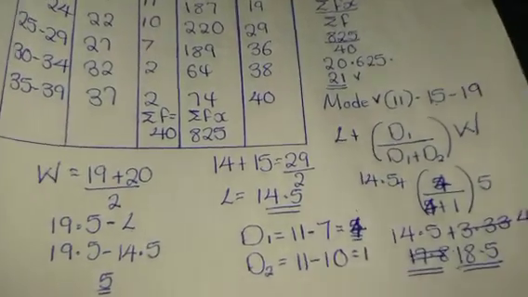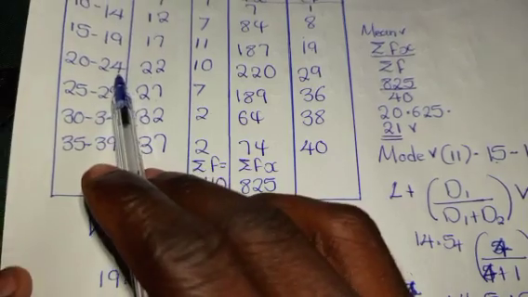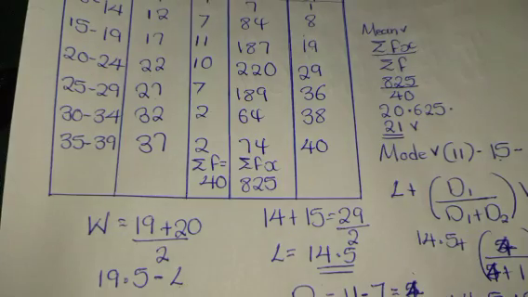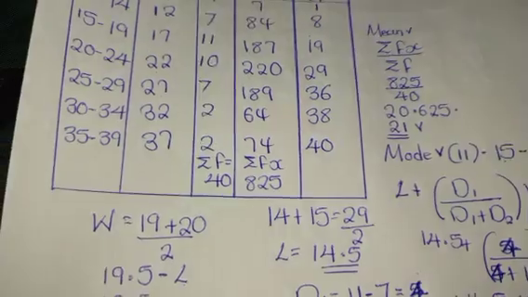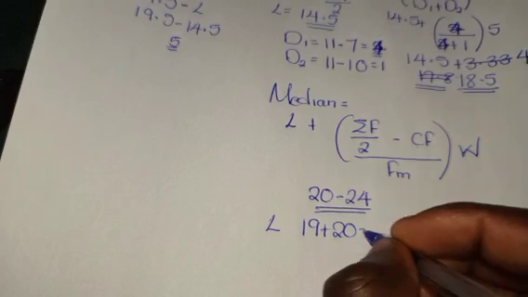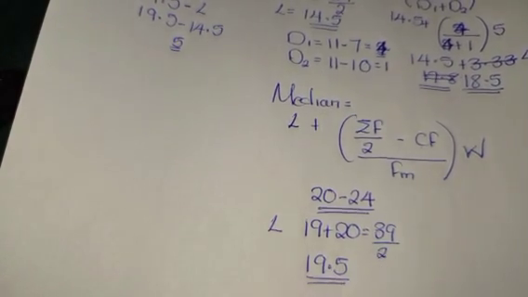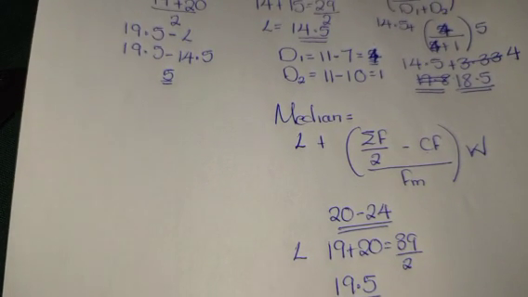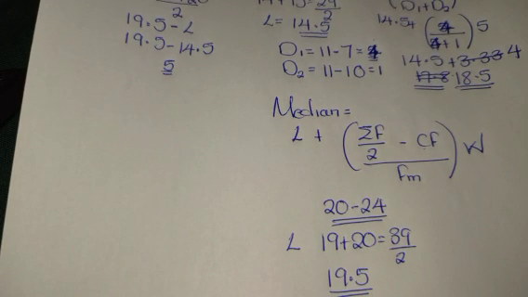So if you check nicely here, remember we said that the median class is between 20 to 24. So the upper boundary of the class before it is what? 19. So we will add 19 plus 20, you get your answer to be 39, divided by 2, you get your answer to be 19.5. So the same explanation that was attached in calculating the lower boundary of the mod class is the same explanation that we will attach in calculating the lower boundary of the median class.